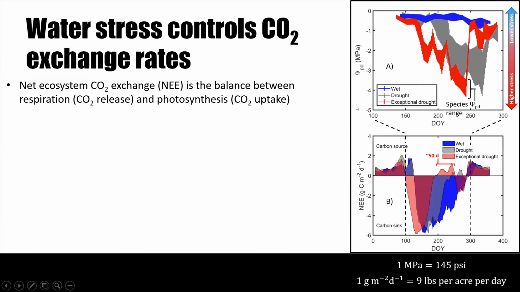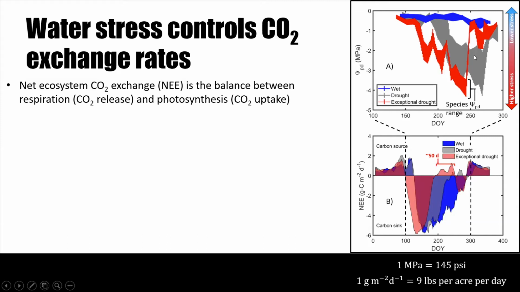again showing here in the upper panel, pre-dawn leaf water potential on our vertical axis, day of year on our horizontal axis. And so again, remember the less negative or the closer to zero reflects low stress, more negative, getting down to the bottom of the panel, that means high stress. So again, we have our 3 wet, drought and exceptional drought years.